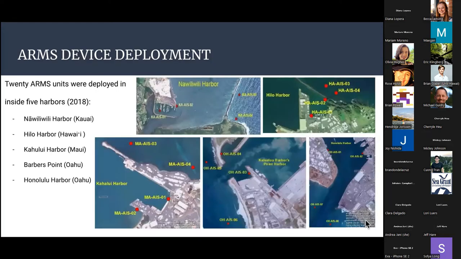As far as deploying these devices, we deployed 20 ARMS units inside 5 harbors in 2018. We have 4 in Nawiliwili Harbor in Kauai, 4 in Hilo Harbor, Hawaii, 4 in Kahului Harbor, Maui, 4 in Barbers Point, Oahu, as well as 4 in Honolulu Harbor. These were put inside and outside the major reefs to assess the greatest variety of organisms.